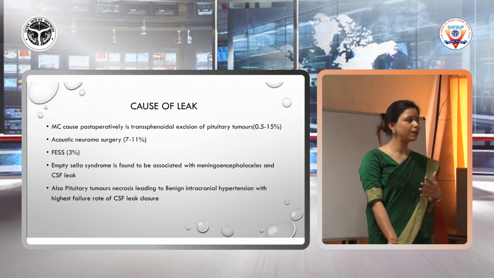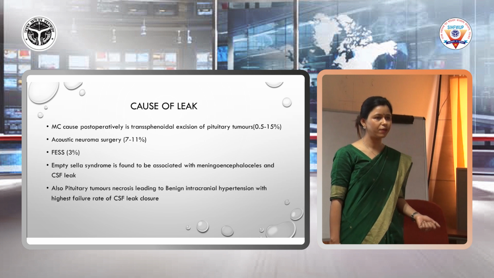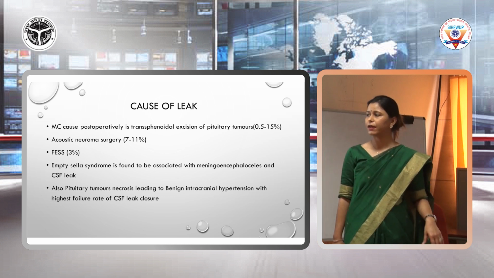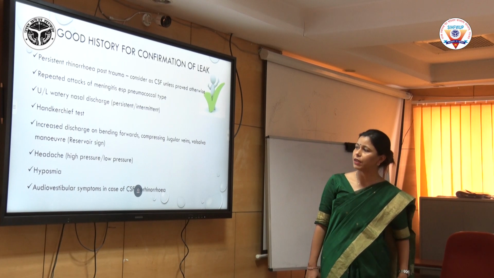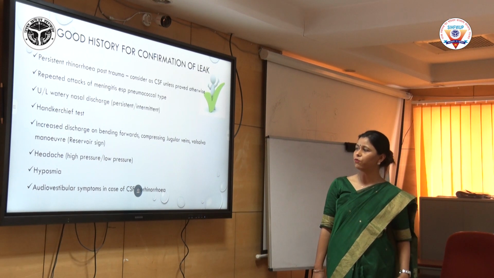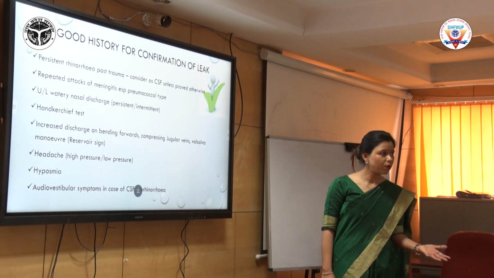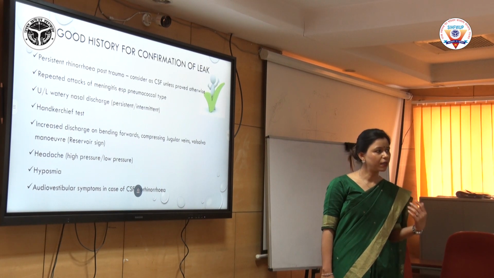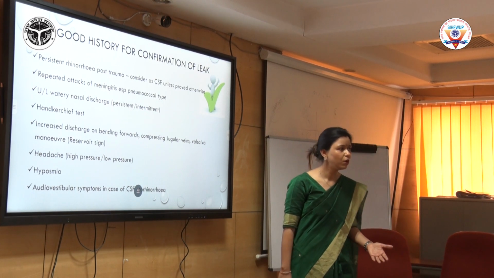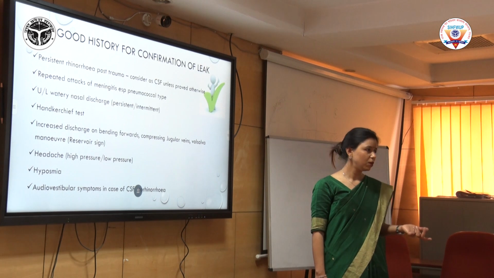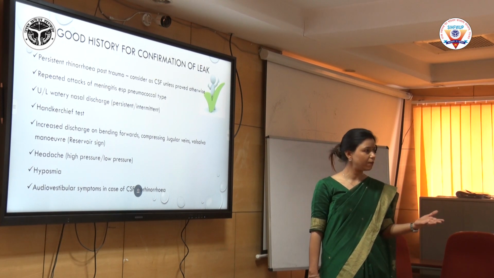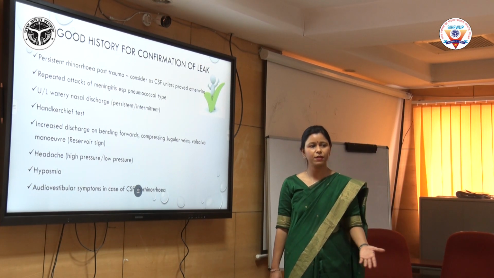So this is a very good test when you have to ask the patient or the attendant, or they can't do it right in front of you. So they will tell the handkerchief test, then increased discharge on bending forwards. Again, we can ask the patient to bend forward. If it is an active leak, then you can ask the patient to bend forward for some time, or block the jugulars, or ask the patient to perform Valsalva. In that case, you can see the increased drip.